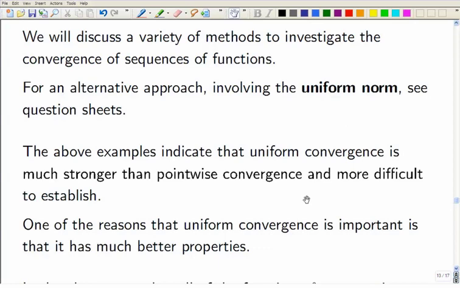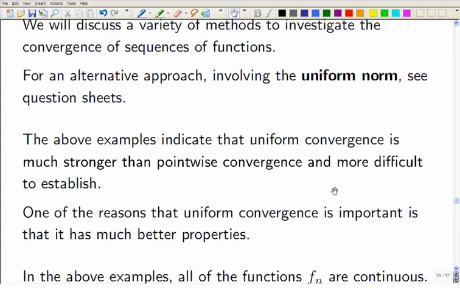So uniform convergence is much stronger than pointwise convergence. We see lots of examples of pointwise convergence where you didn't have uniform convergence. We've seen how to establish pointwise convergence; in at least one example, we did it in full. We've seen how to establish uniform convergence. It's a bit harder, but we did see one example of that. And we see lots of ways to show that things don't converge uniformly by finding one bad epsilon.